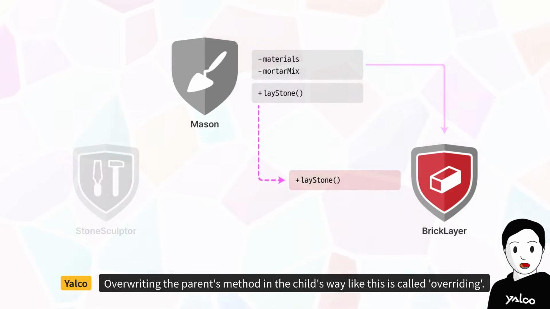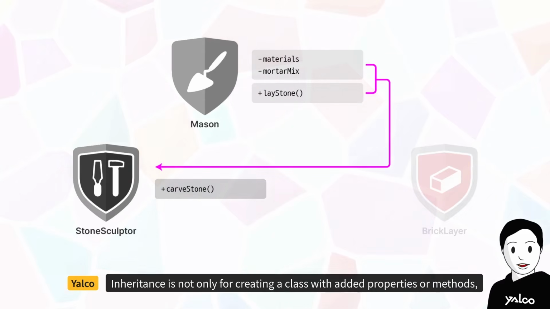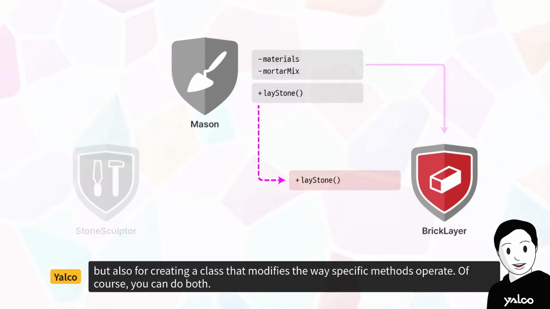Overriding the parent's method in the child's way like this is called overriding. Inheritance is not only for creating a class with added properties or methods, but also for creating a class that modifies the way specific methods operate. Of course, you can do both.